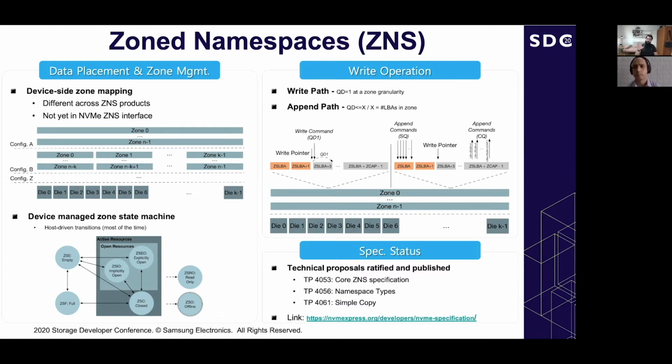The third part, which is write operation, I'm going to delay to a slide in the future because we're going to talk about different write models used in ZNS. The specs are public, so you can go to that link and get the different TPs that are affecting ZNS. So 56 for namespace types, 53 for the ZNS spec, and then right now we have 61 for single copy.